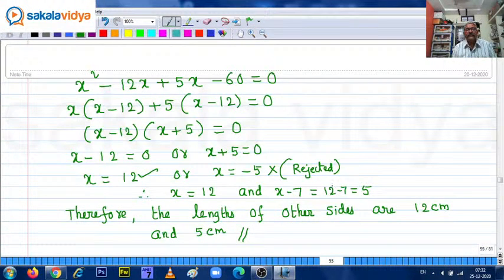Because actually the length of a triangle cannot be negative, that's why negative 5 is rejected. Only positive we need to consider. X is equal to 12, the other will be 7 less. Altitude will be 12 minus 7, which is 5. So 12 centimeters and 5 centimeters are the other two sides of the right angle triangle, besides 13, which is its hypotenuse.